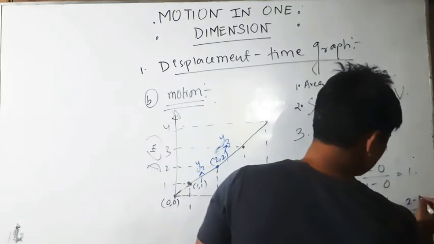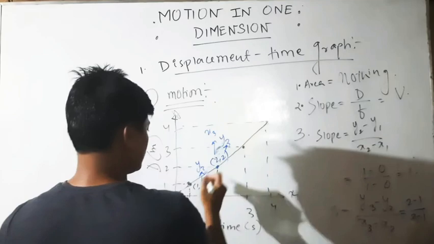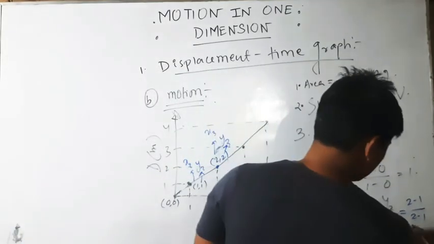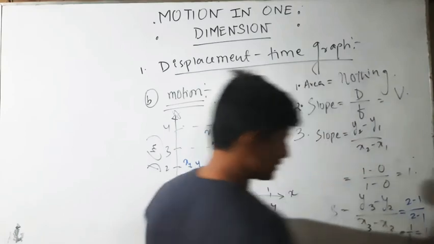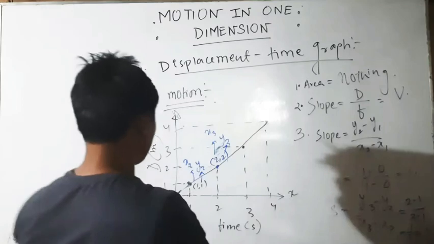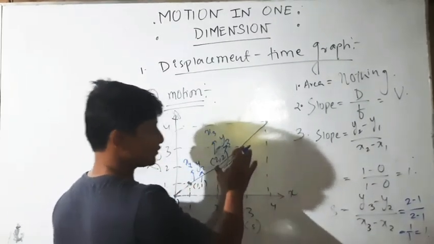Okay, 2 minus 1 divided by... here x3 is your 2 and x2 is your 1. So 2 minus 1 will give me 1. 1 by 1, the answer will be practically 1 itself. Understood? That means the slope is always equal. From here to here also the slope is 1. From here to here also the slope is 1. From here to here also the slope is 1.